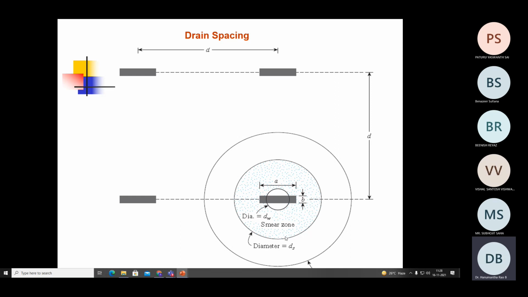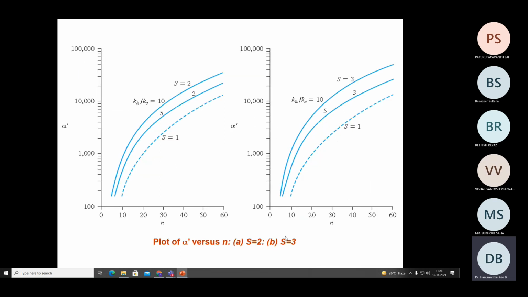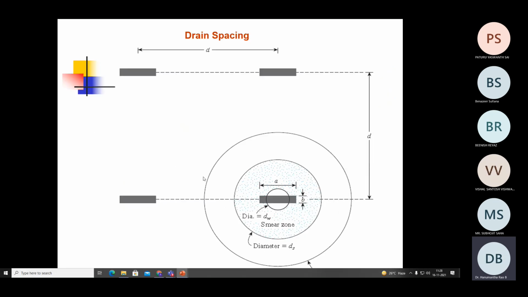So the parameter which I showed in the previous slide, that is S, is a function of the permeability of the soil in the smear zone. The permeability of the soil in the smear zone is lesser than the permeability of the original soil or native soil.